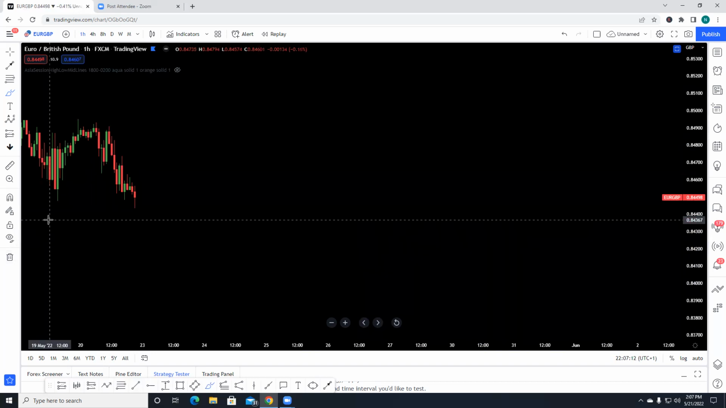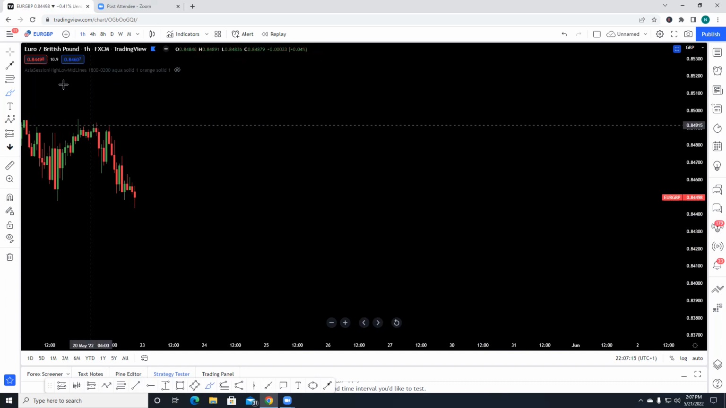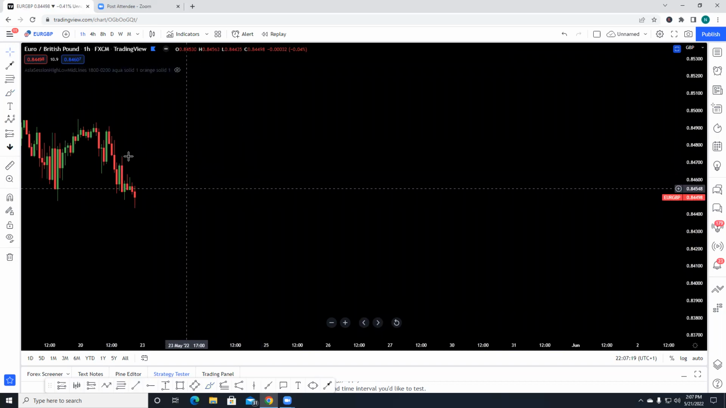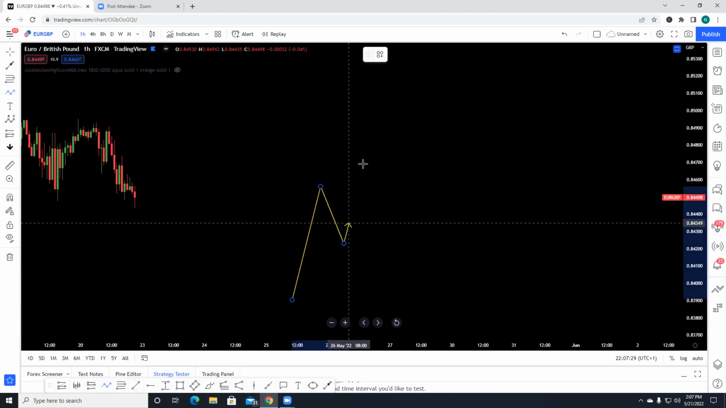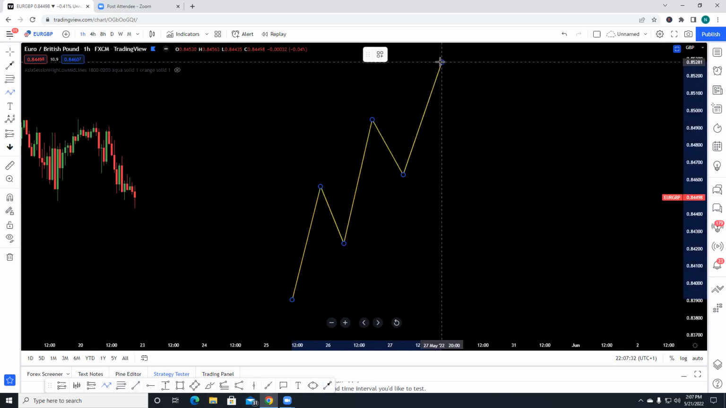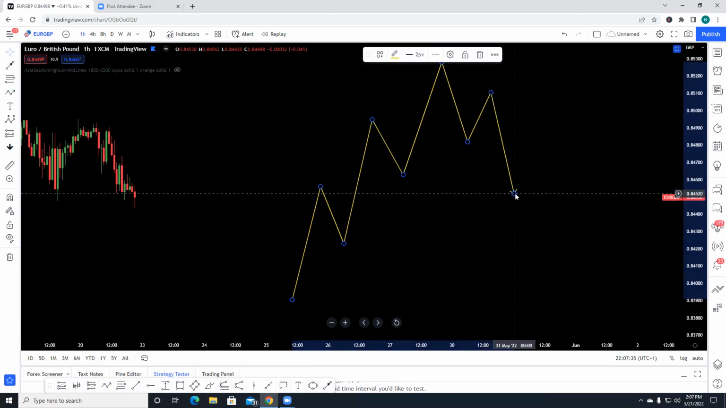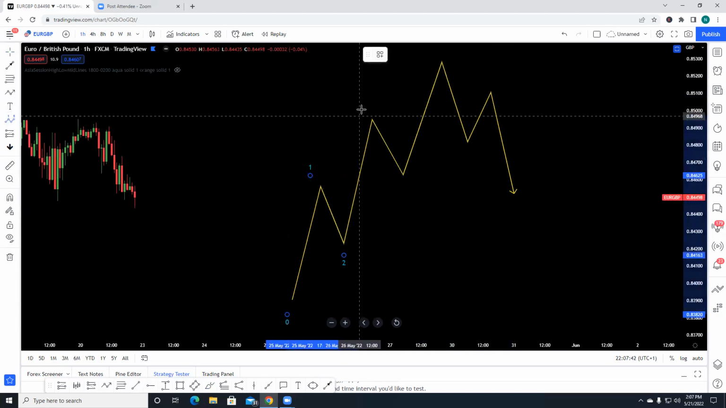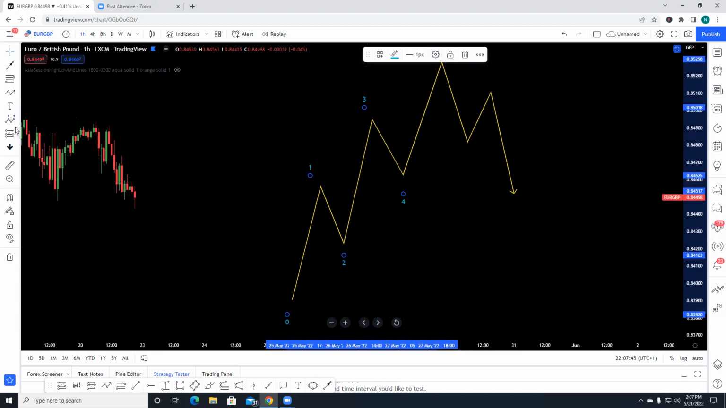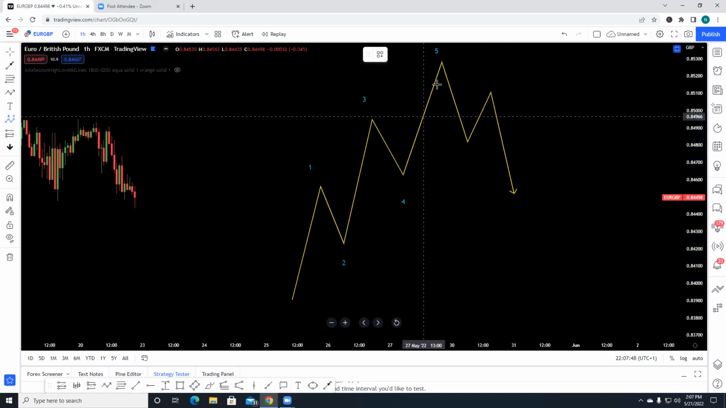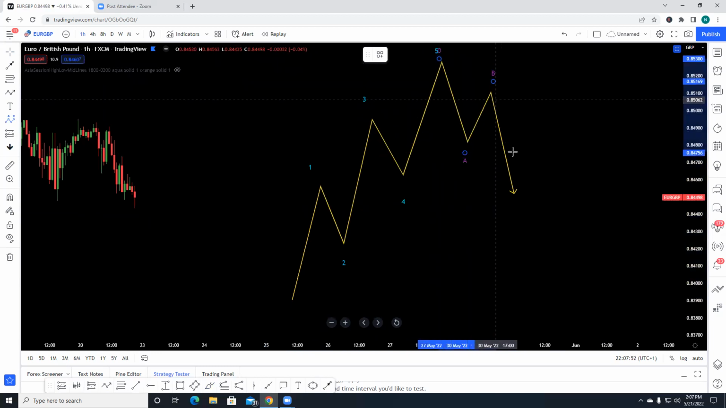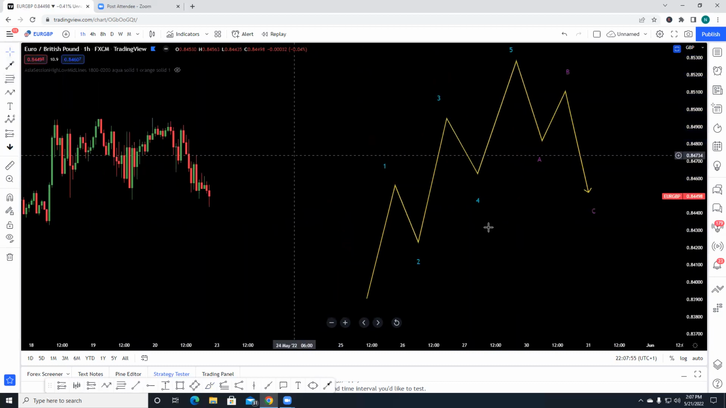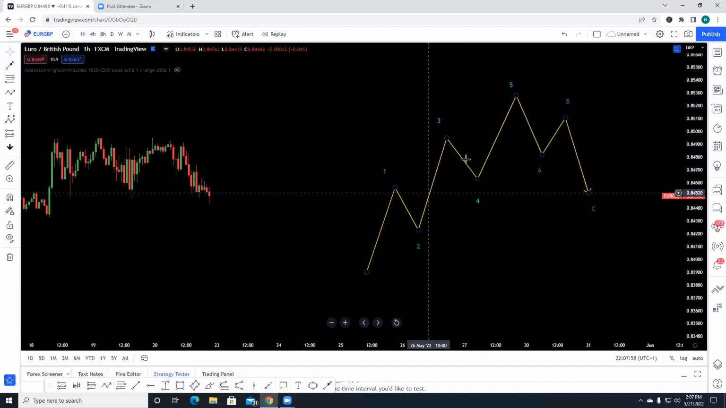Now, when you look at a triangle, in what part of the structure can you find a triangle? Remember, guys, in an impulse this way, 1, 2, 3, 4, and 5, you now have A, B, and C. Now, let's label them. 1, 2, 3, 4, and 5, and then let's get the ABC structure, A, B, and C. Can you see that this is an impulse because it has a five-wave structure?